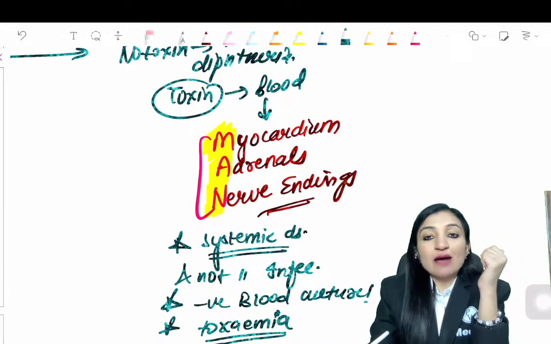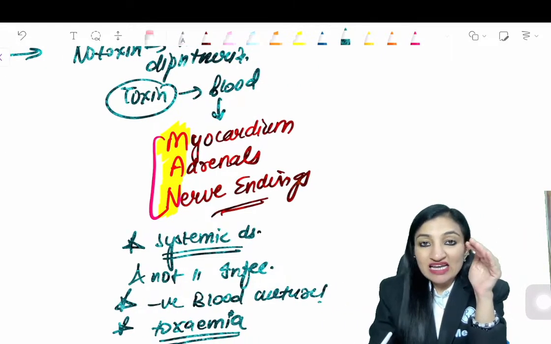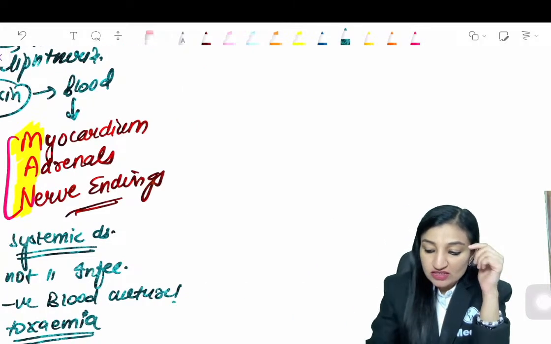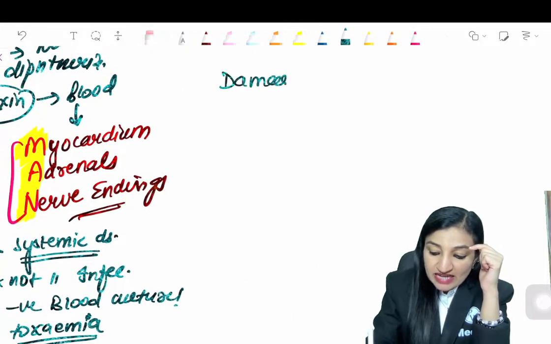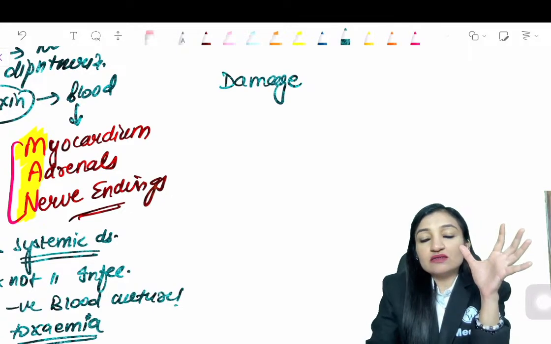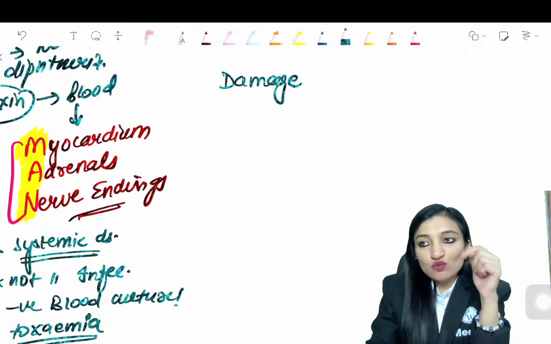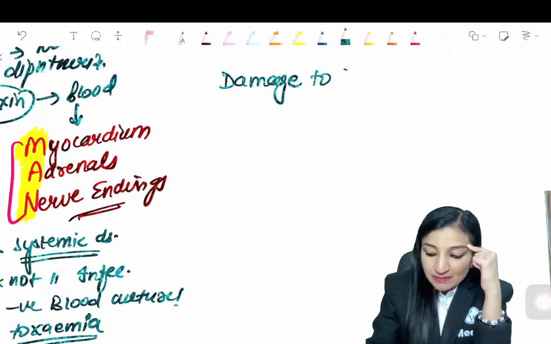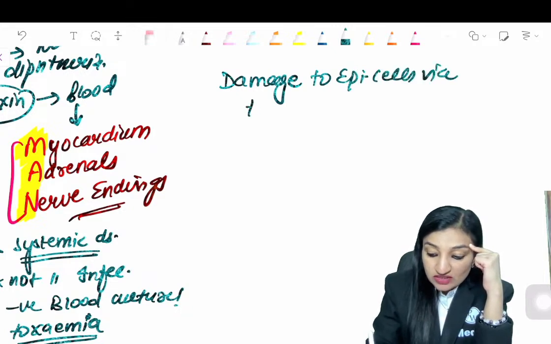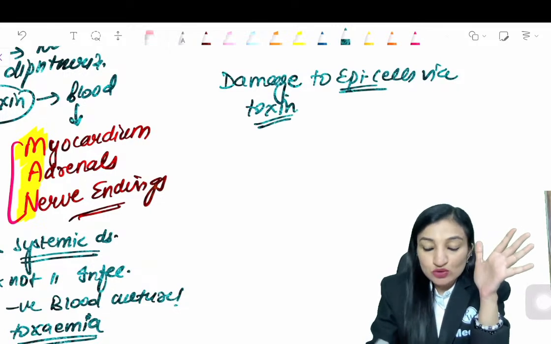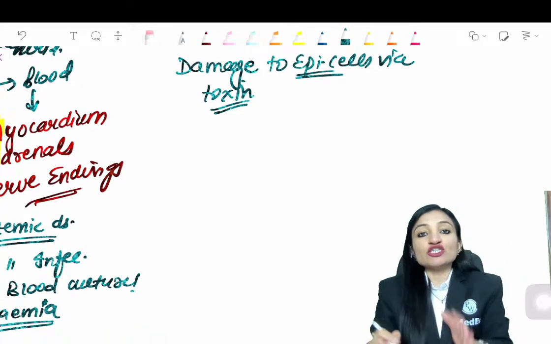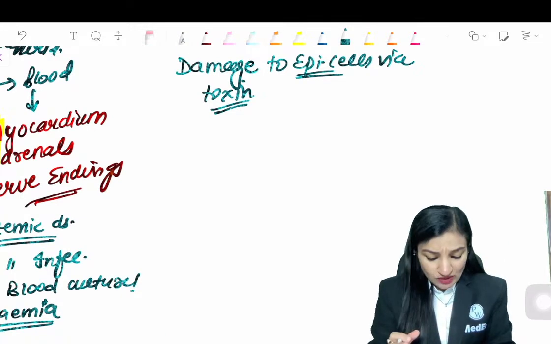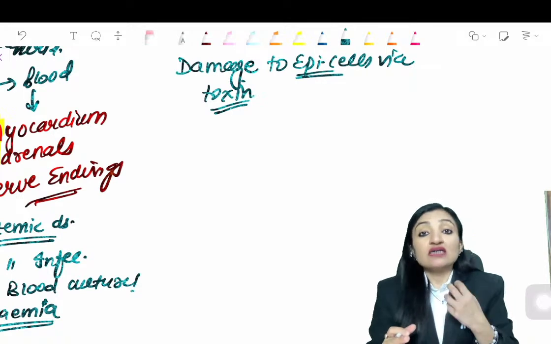So what is going to happen in the throat? In the throat, where the organisms are there and they are producing the toxin, there is going to be damage. It's going to be a battlefield where two teams are fighting. One is our immune system, and the other is the bacteria and the toxins. So the bacteria are going to damage the epithelial cells via the toxin. It is the toxin actually which is going to affect the epithelial cells, and the toxin is being produced by the bacteria. Okay, so whenever tissue damage occurs, what is the first response of our body? The first response is inflammation.